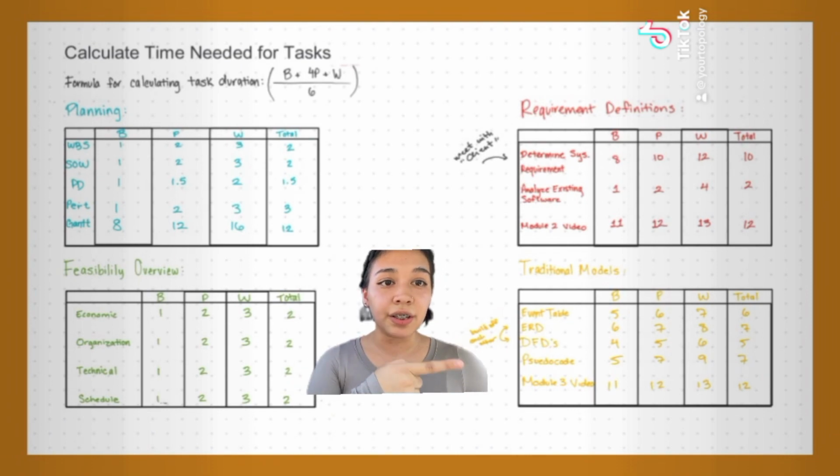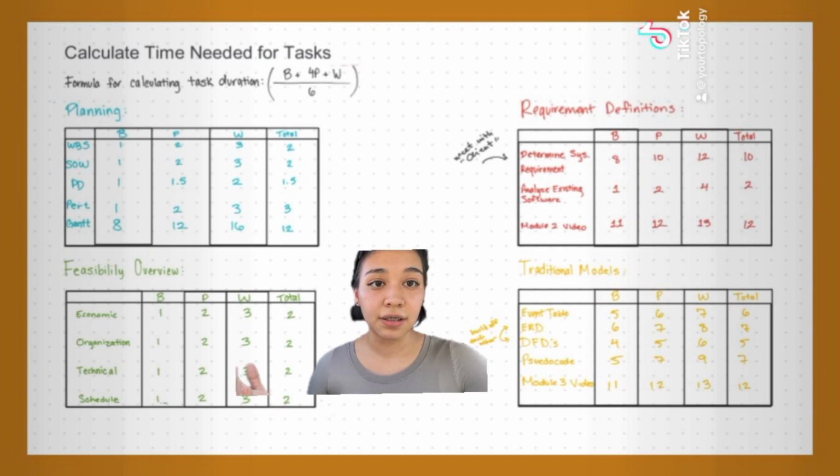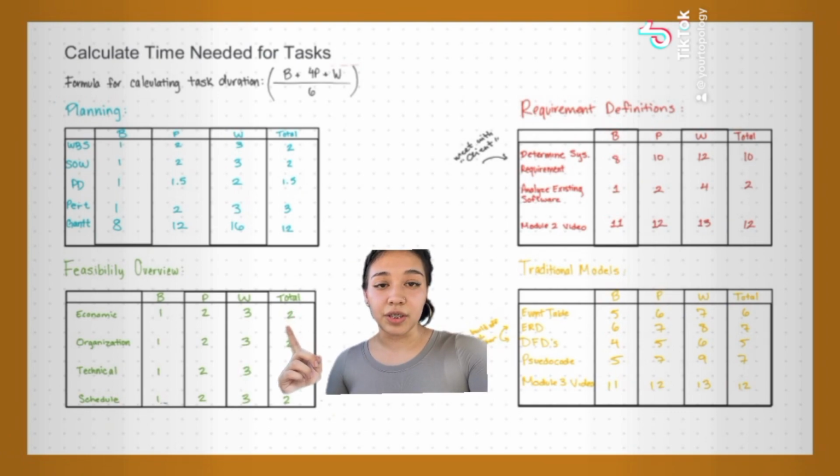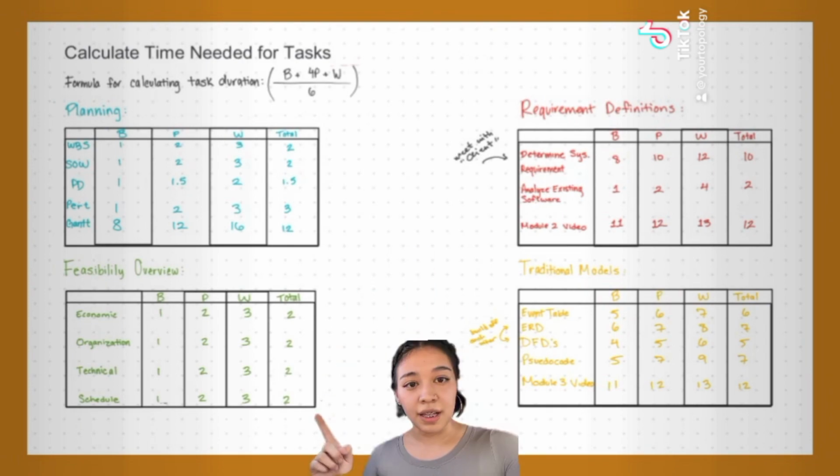For DFDs or ERDs in our event table, we tried to guess how long it took us to create them back in the 280 class. Feasibility overview was a thing in and of itself, so we tried to give its components an equal amount of time. Economic feasibility is most likely just a return on investment that we have to calculate. Organization is going to be our ERDs or DFDs. Technical, I think, is more of our prototyping and pseudocode. And scheduling is what we are creating with our Gantt chart and PERT charts.